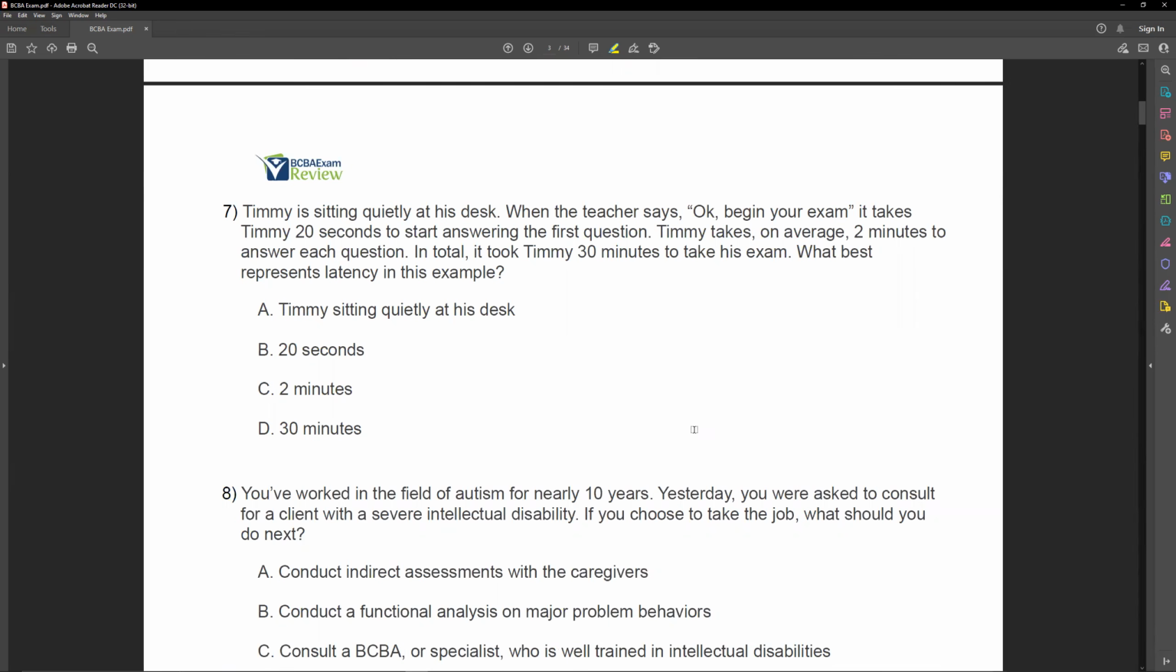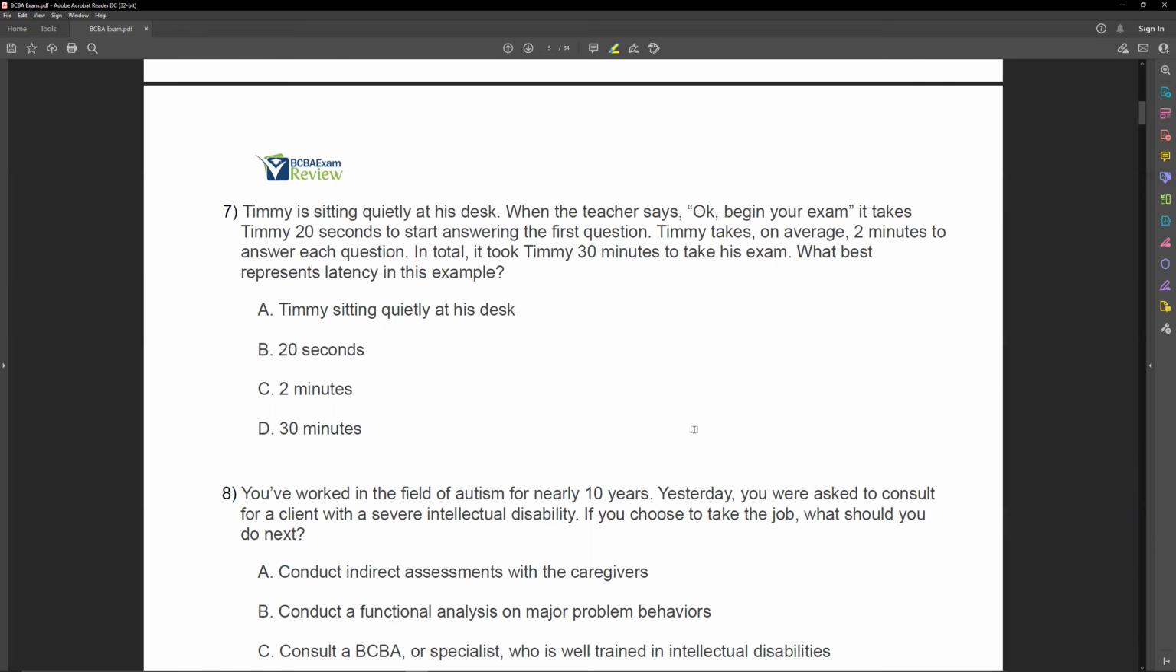What is latency? All right. Latency is a very simple measurement term. As a BCBA, you should definitely understand what latency is. It's the time between the SD and the start of a response, right? So is Timmy sitting quietly at his desk part of latency? No, there's no time measurement going on. There's no measurement going on. He's just sitting quietly. Teacher says, okay, begin your exam. It takes Timmy 20 seconds to start answering the first question.